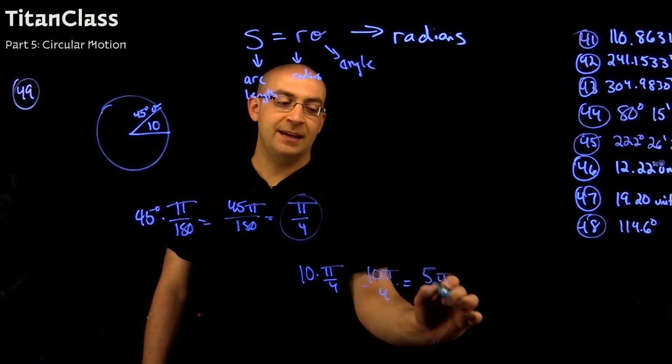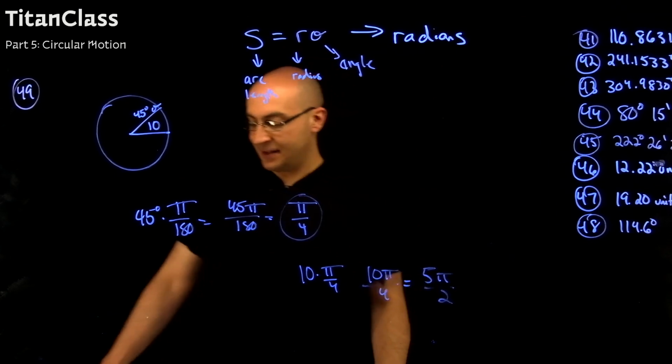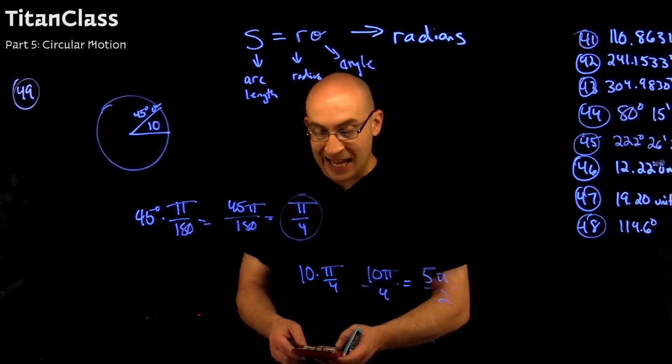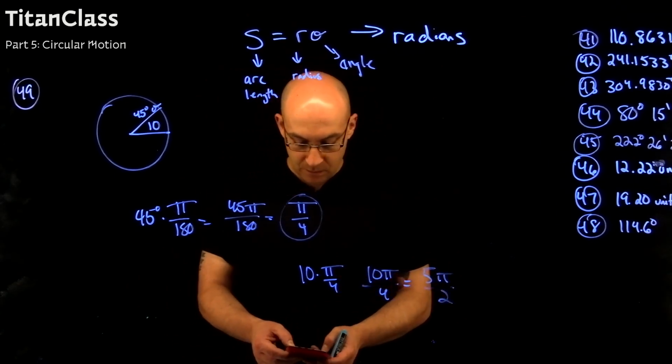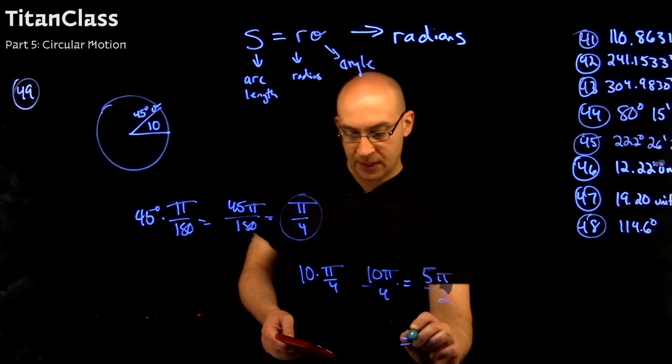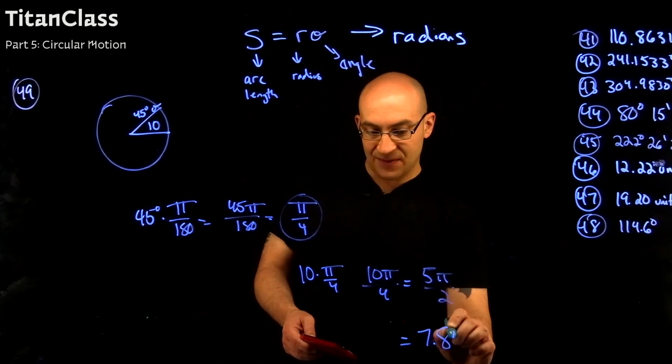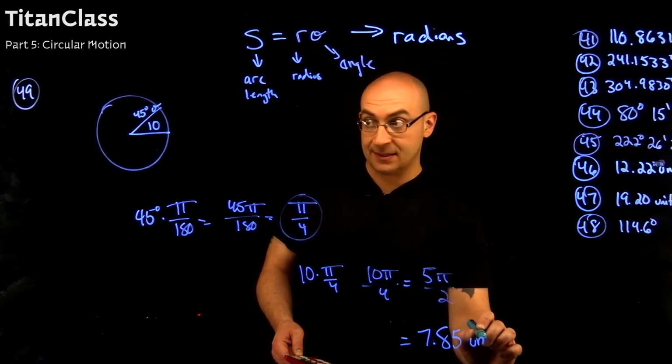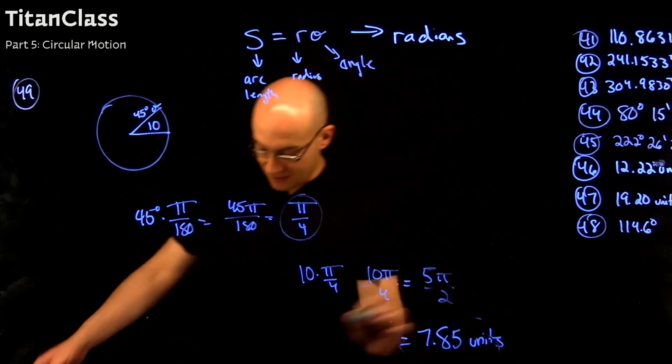And again, I want the decimal value of that. So in our calculator, we're going to do 5 times pi, enter, and divide by 2, which is going to give us 7.85 units.